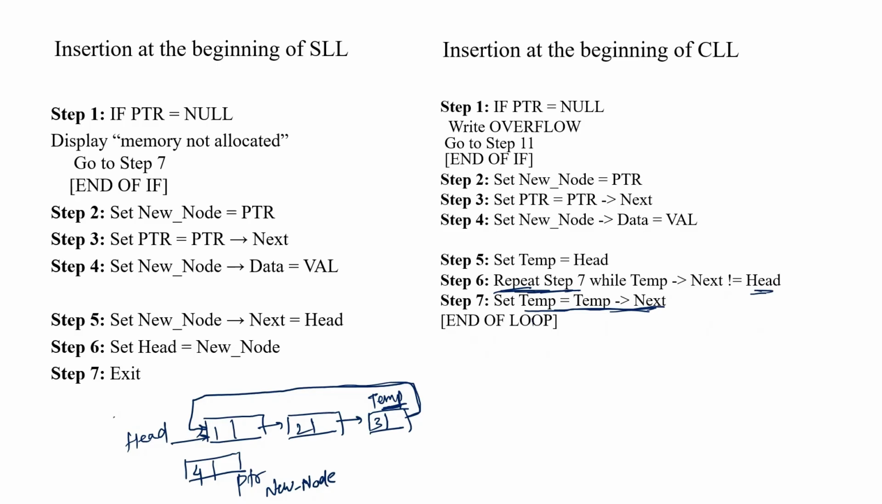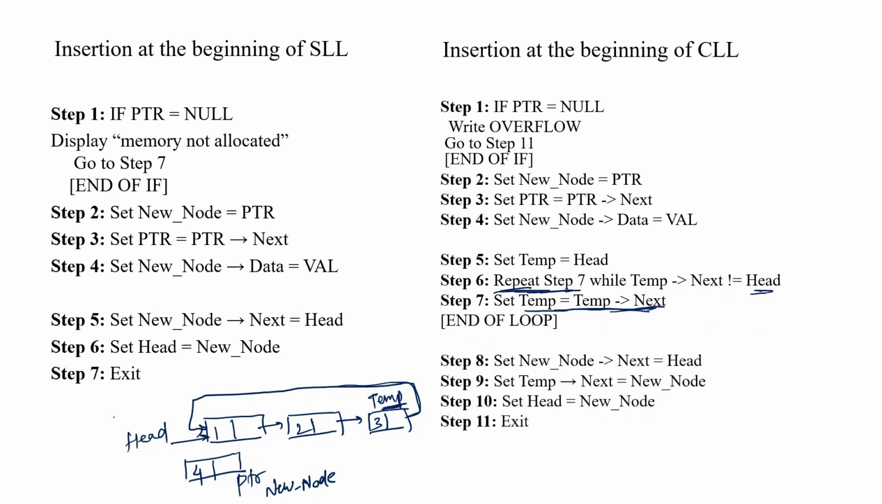Finally, we have to connect 4 with 1 and 3 with 4. So what we will do? New node to next is equal to head. Then temp to next is equal to new node. Means this temp to next, you can say 3 to next. 3 to next I want is what? 4. So what is 3 here? 3 is temp. So it is temp to next. What is 4 here? 4 is our new node. So this step number 9 is basically 3 to next is equal to 4.